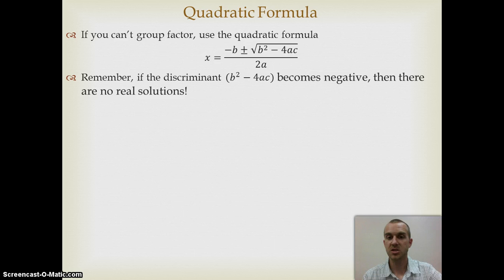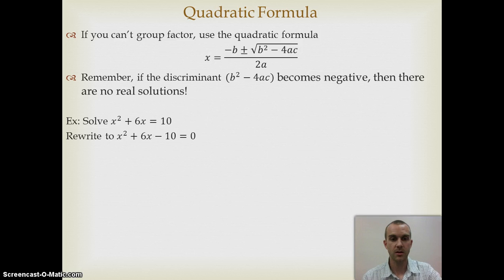Now I have to pay attention. If this inside part, called the discriminant, b squared minus 4ac is negative, then there are no real solutions because this would become a complex number. So let's go back and look at that problem we just worked. We know that it was not factorable in the ways that we would do a basic factor. We could complete the square, or let's try the quadratic formula.